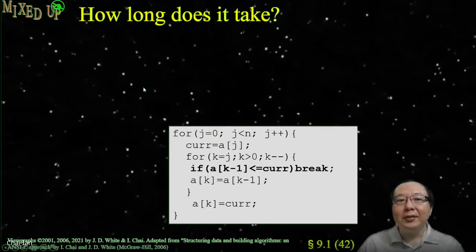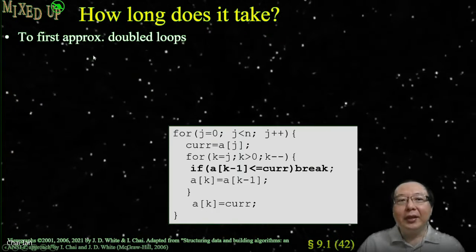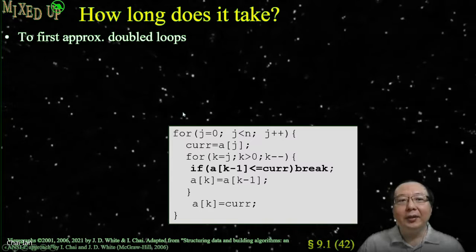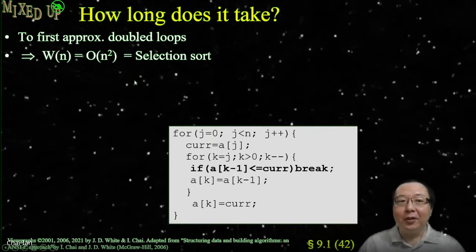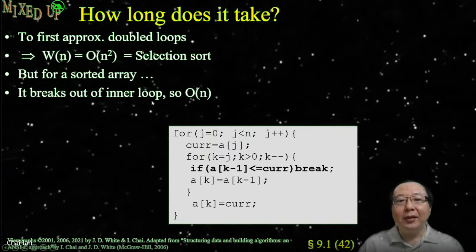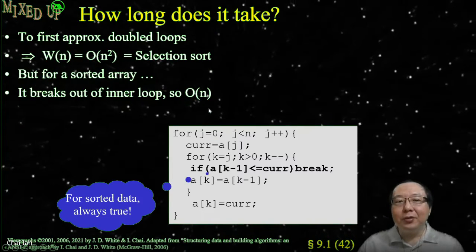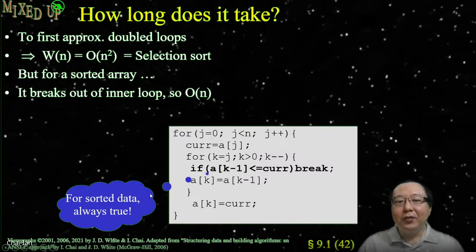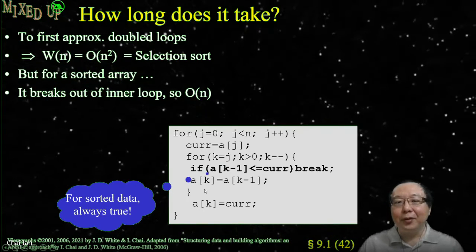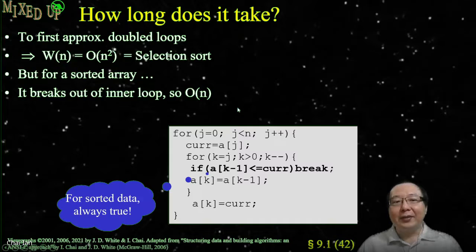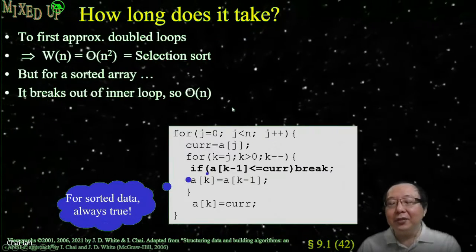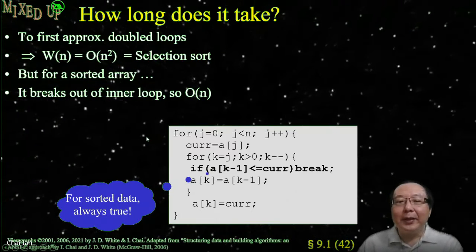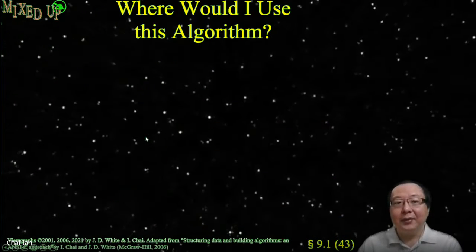So how long does this take? We first approximate by the double loops there, which means that it's going to be O of n squared, just like bubble sort. But for a sorted array, it breaks out of the inner loop. So actually it's just O of n, because for sorted data, this is always true. So that's why it can run faster. So in this selection sort, if your array is partially sorted, it actually runs faster.